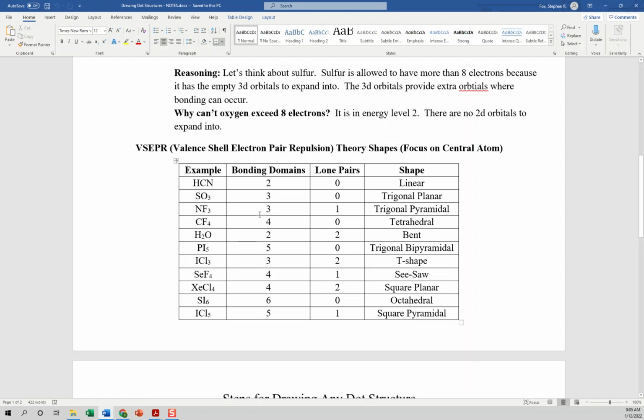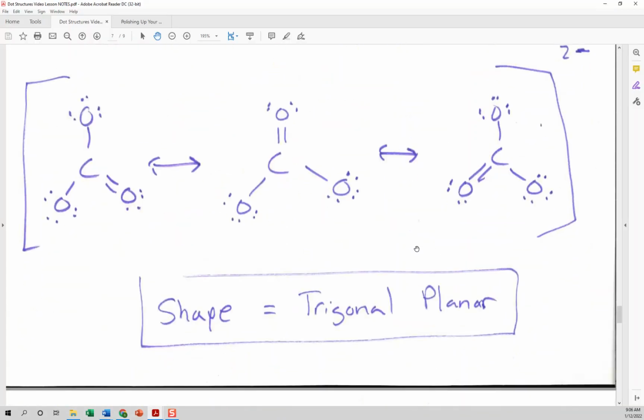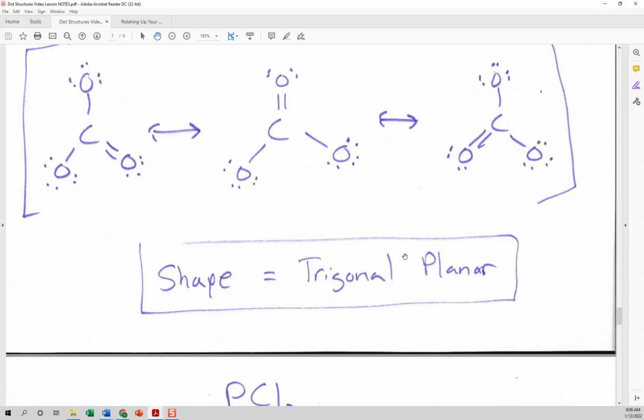Whenever you have any molecule, so here's another example of a molecule that ends up with 3 bonding domains and 0 lone pairs, anytime you have that combination around your middle atom, the shape of the molecule is called trigonal planar, okay? So there we go, there's the shape. All right, so hopefully you're starting to get a feel for this. Let's do one more example.